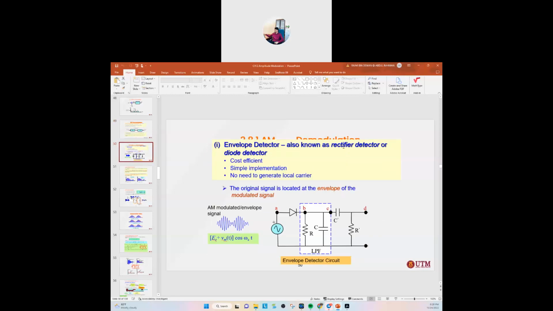So this is the envelope detector, known as the rectifier detector or diode detector. This one is for full AM, double sideband full carrier. So this is what we receive, which is the full AM signal. This is the general equation of the full AM signal. This is our low pass filter, and this is our DC blocker. So this is the advantage of having the envelope detector. You should be able to know that.